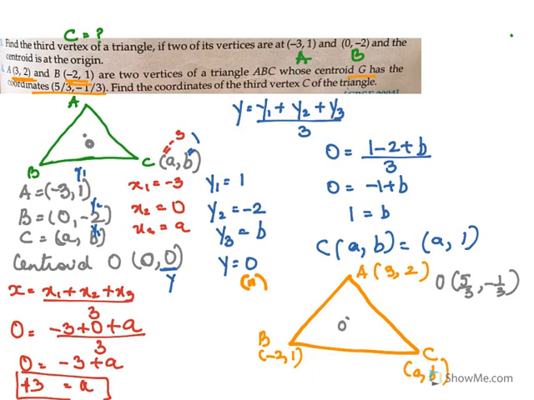Same thing. We will do what? This is x1, this is x2, this is x3, and this is x. And you will write x equals x1 plus x2 plus x3 over 3. You put your values. Then you go ahead to find y. And for y, this is y1, this is y2, this is y3, and this is the y of the centroid. So y equals y1 plus y2 plus y3 over 3, and you will find your y.